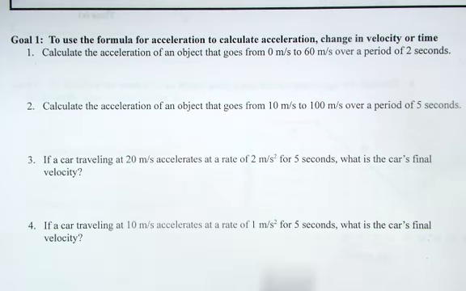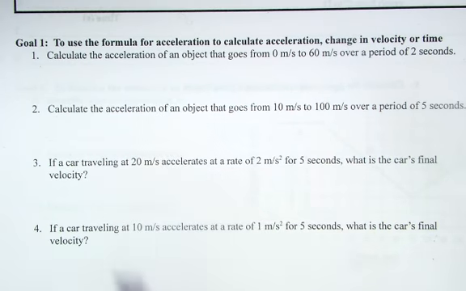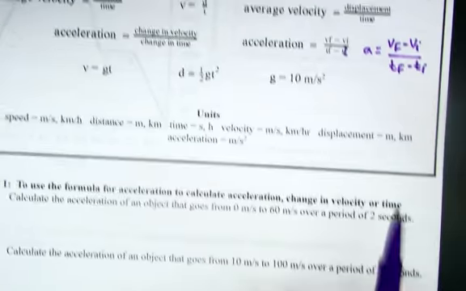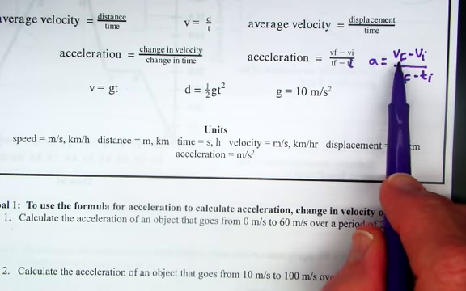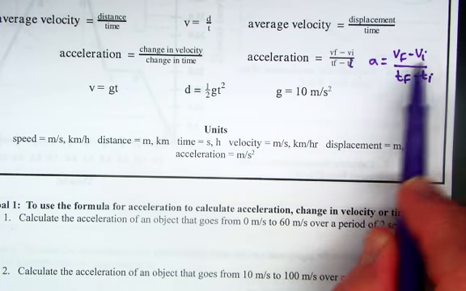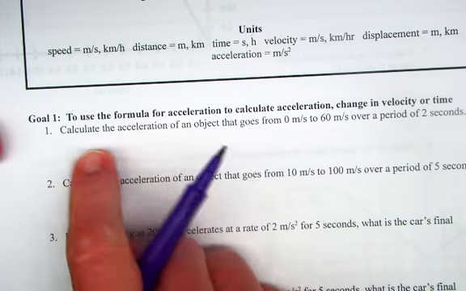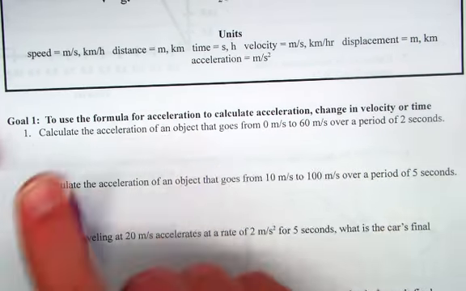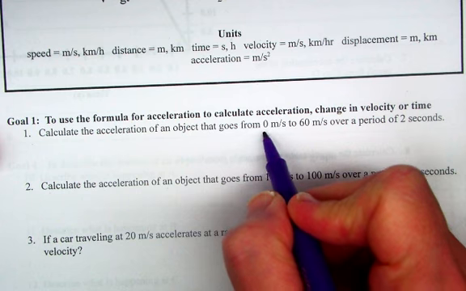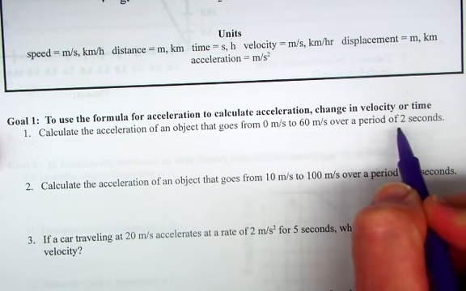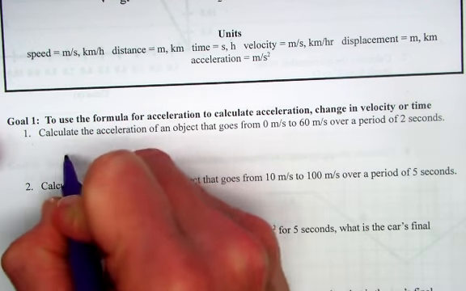This video is to solve for either acceleration or final velocity given this equation right here. Acceleration is final minus initial velocity divided by your change in time. So the first problem says calculate the acceleration of an object that goes from 0 to 60 over a period of 2 seconds. So we're looking for A.